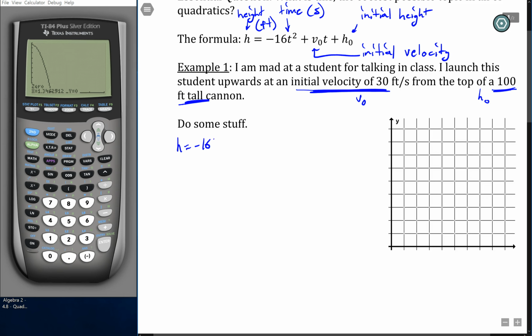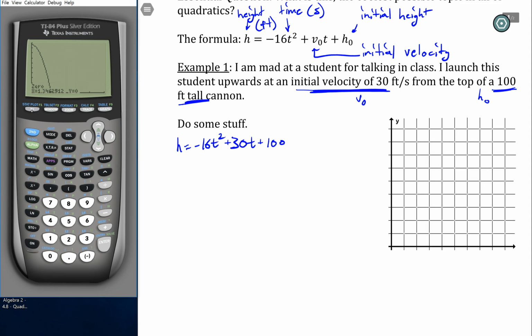h equals negative 16t squared plus 30t plus 100. So first of all, let's put this into our calculator in the y equals menu. I already have the negative 16x squared in for my free fall, but this time I'm adding 30x plus 100. Now, let's look at the table first, because the table is going to give us an idea of what I need to scale my graph at. So let me reset my table so that it goes by ones. Okay, so here's my table.